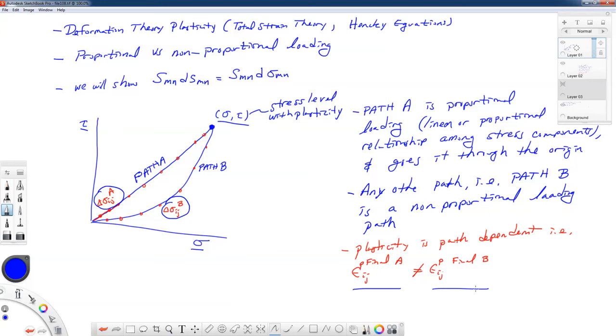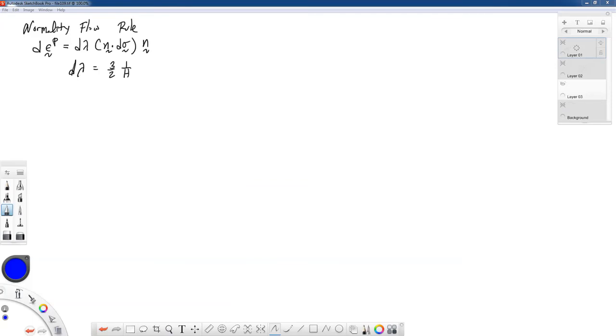So let's take a look at our incremental plasticity, and then we'll see how to do a closed form integration for this particular path. And let's start out with our normality flow rule, where we have defined this already previously, but the plastic strain increments d epsilon tensor p is equal to d lambda n dot d sigma n. N dot d sigma is a scalar. D lambda is a scalar that's equal to 3/2 1 over h, where h is our plastic tangent modulus.